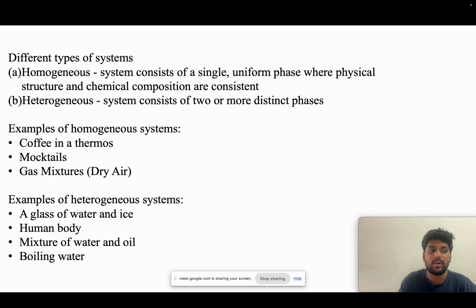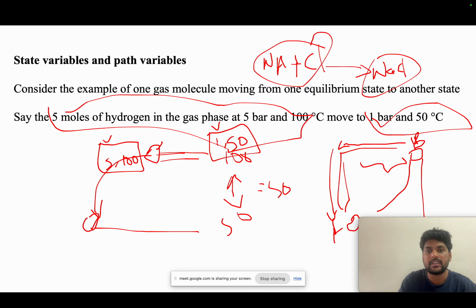If I take coffee, there will be water, coffee powder, and some sugar molecules and all the things. But still it will be in the same format, so it will be a homogeneous mixture. So once you know homogeneous and heterogeneous mixtures, you have the system, open, closed or isolated, and then the properties which you are defining. Once you know this, we have the state variable and path variable.